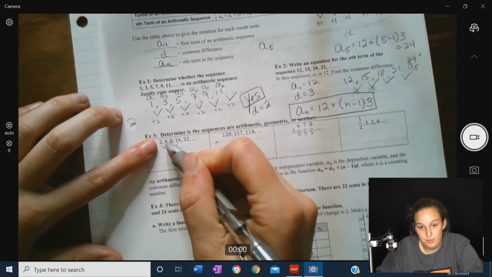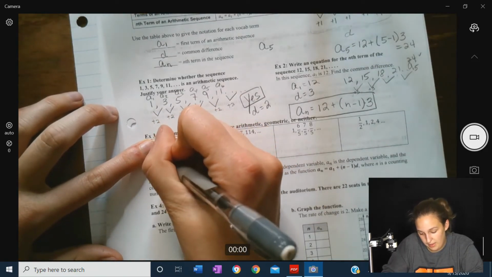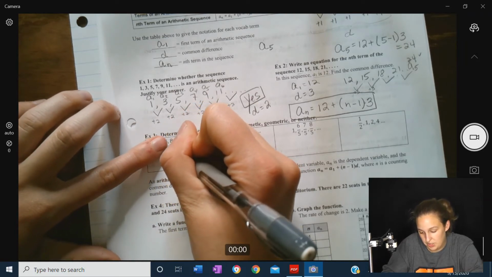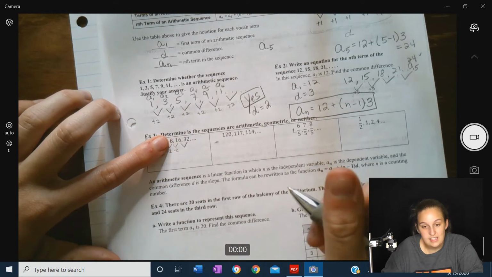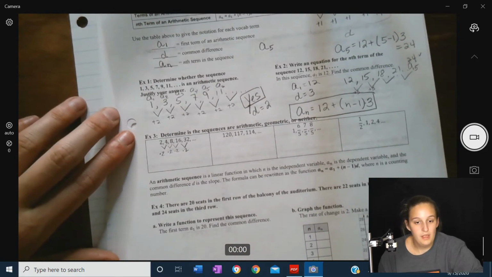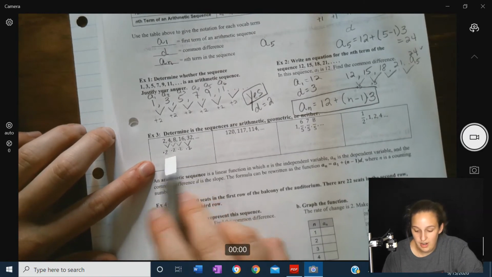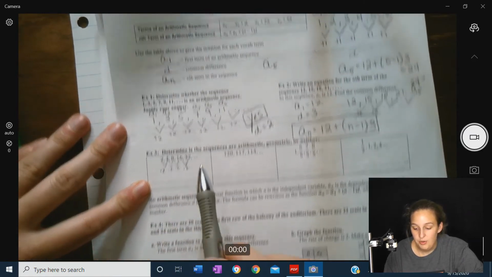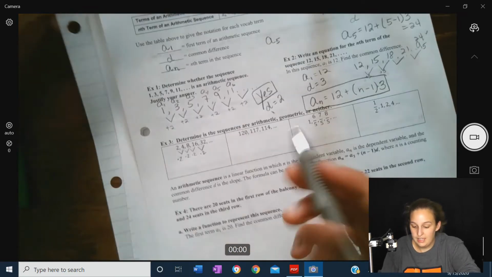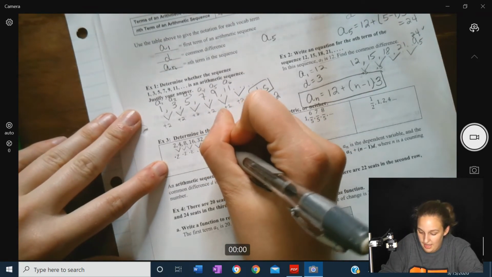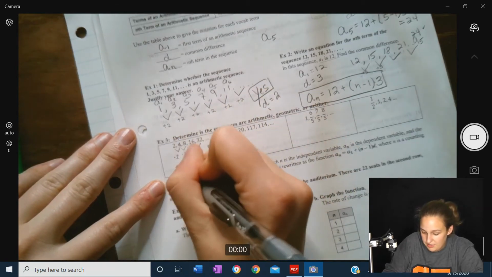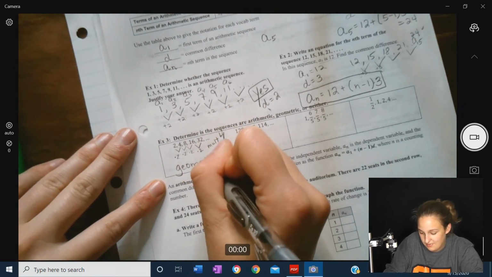Okay, so let's try something else. What else are you doing from here to here? Well, you're multiplying by 2. Here to here, what do? Multiply by 2, multiply by 2. 16 and 32, what do? Multiply by 2. So in here, you're not adding, you're multiplying. You have a common ratio. So this is multiply by 2. So this is a geometric sequence.